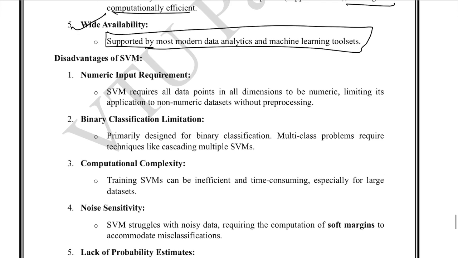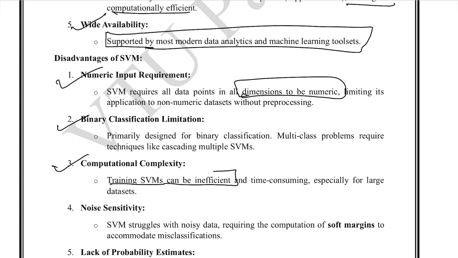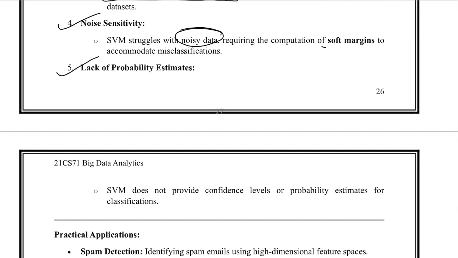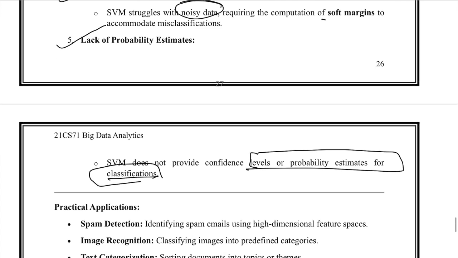What are the disadvantages? First is numeric input requirement: the dimensions have to be numeric in nature. Next is binary classification: SVM natively handles only binary classification. Next is computational complexity: training the SVM is sometimes inefficient, so it becomes complex. Next is noise sensitivity: noisy data will give you problems. And there is a lack of probability estimate: it will not give the probability estimation, or how confident or how correct the prediction is.